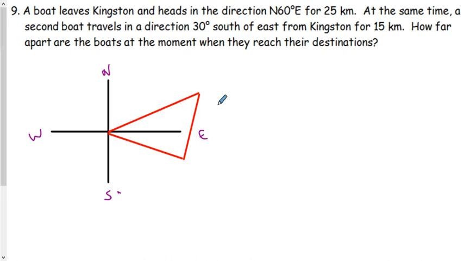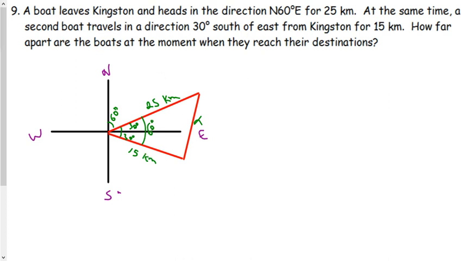Let's do a little bit of labeling. We know this one is 25 kilometers. We know this one is 15 kilometers. We don't know this side. I'll call that x. We know that this angle is 60. We know that this angle is 30. So we can figure out the rest. This angle inside, because this whole angle has to be 90. So if we subtract the 60 from there, that means we got 30 left over in here. So that means this whole angle, 30 plus 30, is 60 degrees.